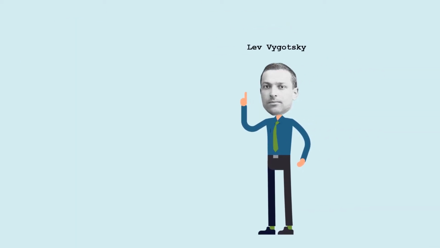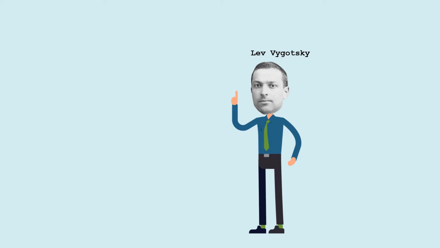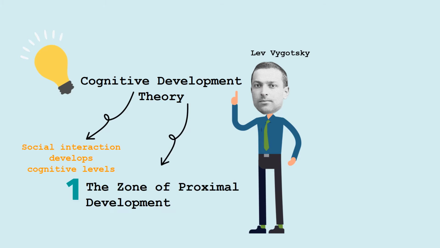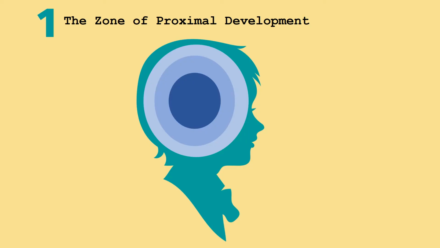Lev Vygotsky was a Russian psychologist who lived almost 100 years ago. He developed the cognitive development theory that stresses the fundamental role of social interaction in the development of cognition. From this theory, he formulated two groundbreaking concepts, namely the zone of proximal development and scaffolding. We are going to have a closer look at both of them now. Let us start with the zone of proximal development.